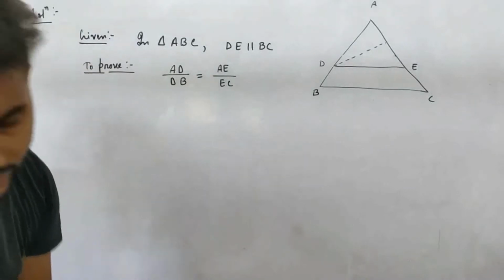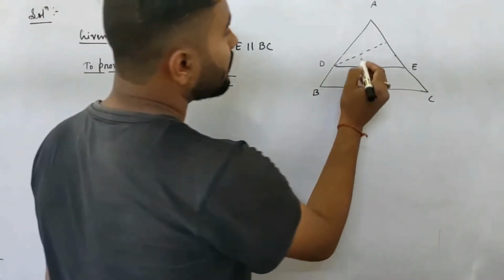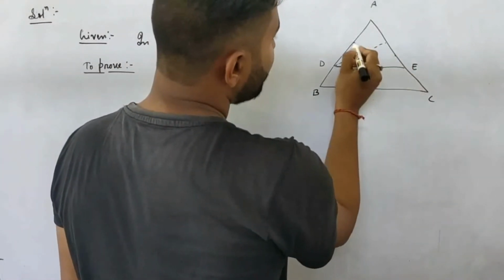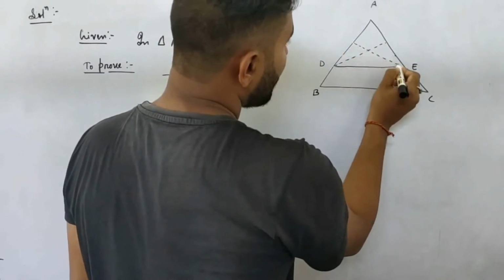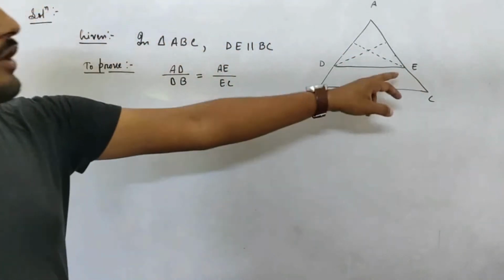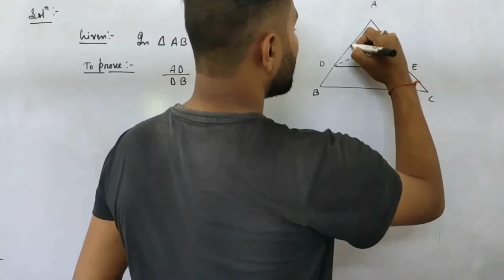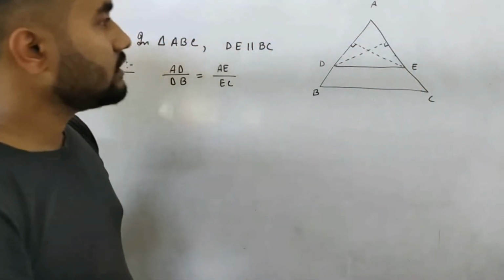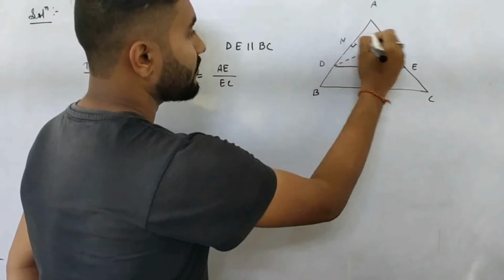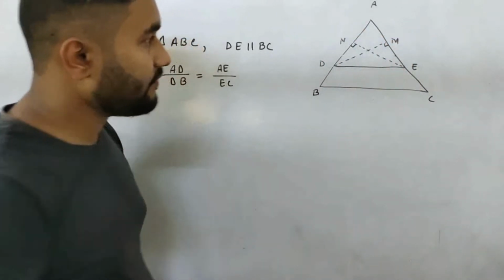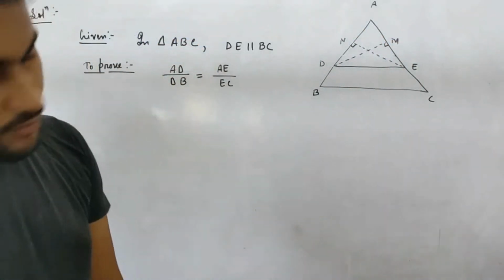Understood? Then next, another one. From this point we will draw another one. From the point E, another perpendicular. These all are perpendiculars. Say this is N, and say this is M. In the book also it is given as N and M only.